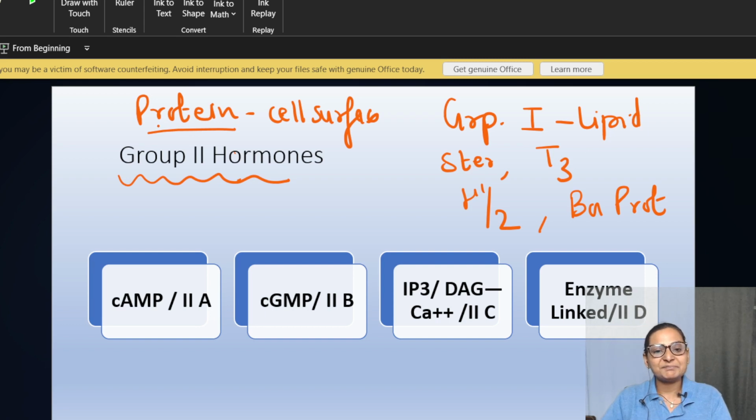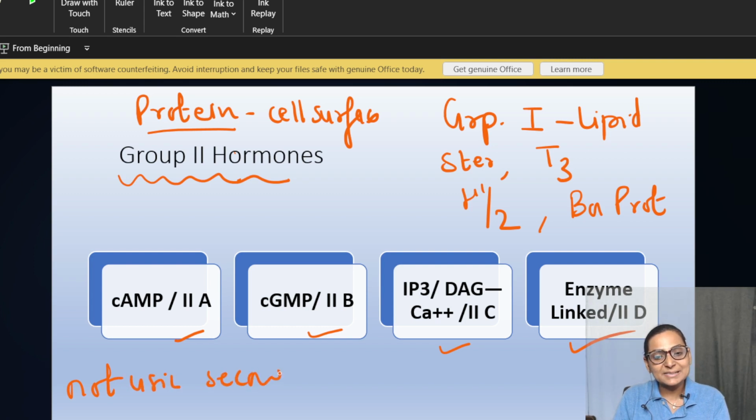Now these can be classified as 2A, 2B, 2C and 2D depending upon their second messengers or the mechanism of action which they are going to adopt. So cyclic AMP users are 2A, 2B are cyclic GMP users, IP3-DAG 2C and enzyme linked are 2D. That means 2D hormones are those hormones which are not using any kind of second messenger, but they are using enzymes as their mechanism of action.